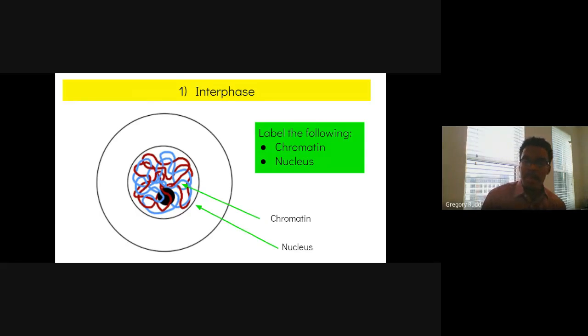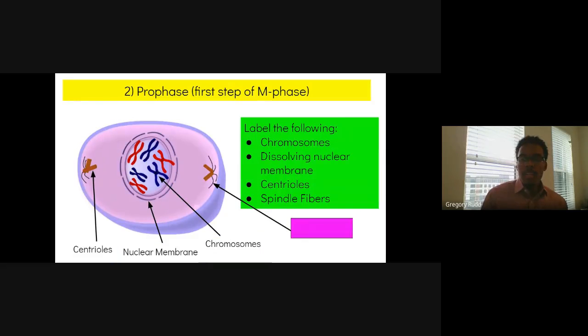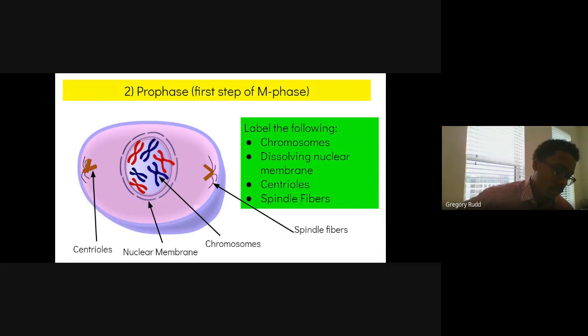All right, it's been 3 minutes. Prophase is the second phase, or first step of M phase. So here you want to make sure you draw the cell. You want to make sure that you draw the nuclear membrane using dotted lines or lines with spaces in them. And then instead of having chromatin, now we've got chromosomes inside of the nucleus.